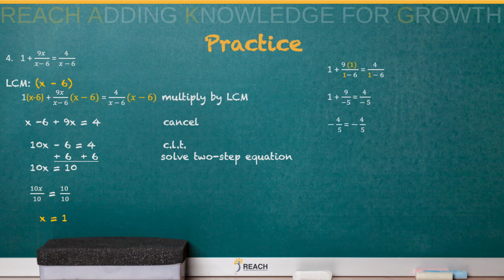Now we got to check it. Plug it back into the original problem to see what we get. And as you notice, we get negative 4/5 equals negative 4/5. That works. If you're not good with adding and subtracting fractions, you remember you can do the decimals.